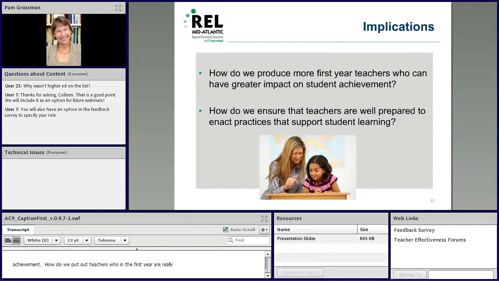We know that right now first-year teachers generally have a negative impact relative to other teachers, but we also know from our research that there were programs putting out people who behaved more like second-year teachers. So how can we make sure that teacher education as a system is producing more of those teachers? And how do we ensure that teachers are well prepared to enact the practices that we know support student learning?